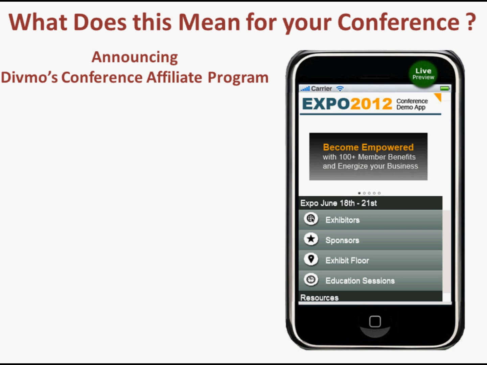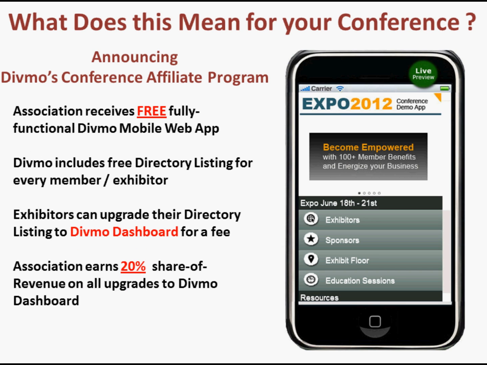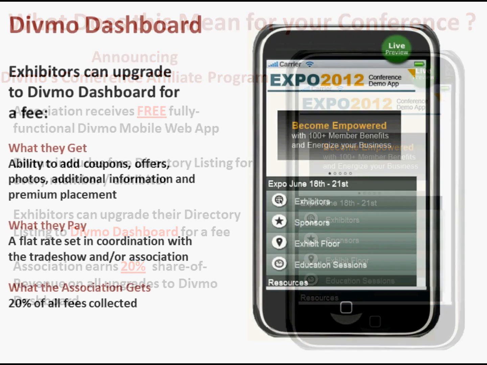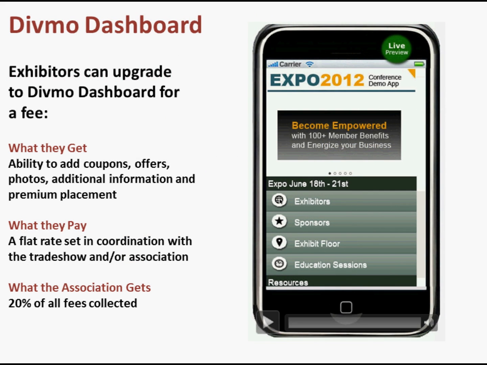What does this mean for your conference? Announcing DIVMO's conference affiliate program. The association receives a free fully functional DIVMO mobile app. It includes a directory listing for every member and exhibitor. And exhibitors can upgrade their directory listing to DIVMO dashboard for a fee. And we pay the association a 20% commission.